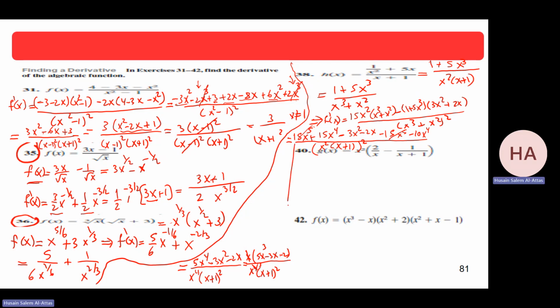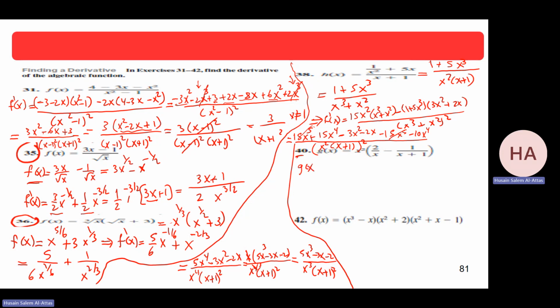The answer is, this is equal to (5x cubed minus 3x minus 2) over x cubed times (x plus 1) squared. Okay. Now move to number 40.